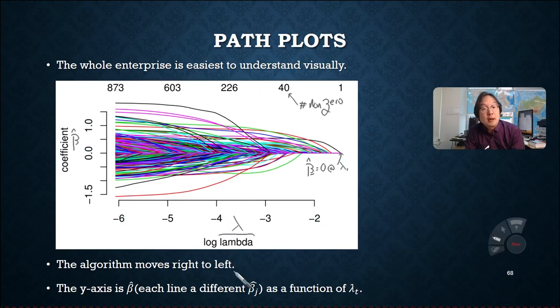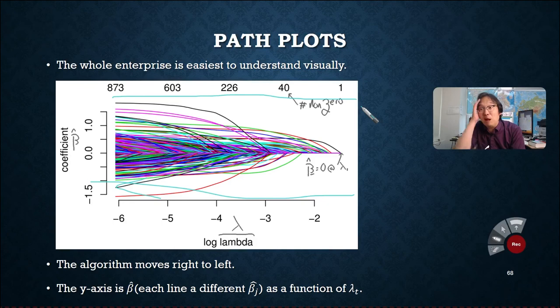So that's regularization path plots, right? The algorithm moves right to left over here like this. I showed you, the y-axis is beta hat, each line a different beta j hat, as a function of lambda, right? I told you before, lambda is multiplied to the summation of all beta squared or the summation of all absolute values of betas. One lambda going into all the different betas. That's the picture. I had a hard time understanding this picture in the first place. So if you feel like, what the heck is going on, you're not alone, don't worry.